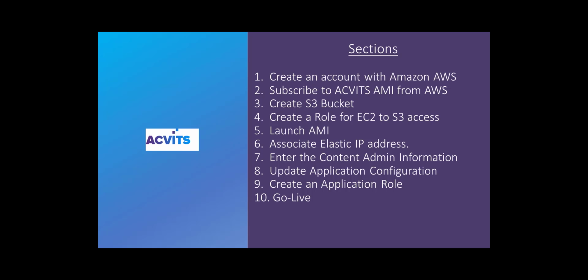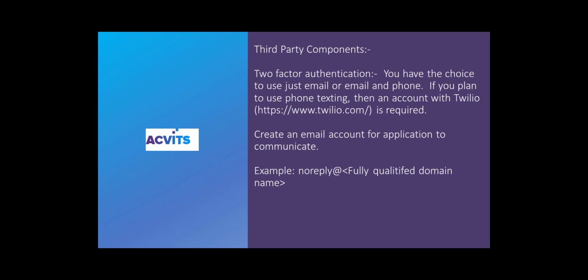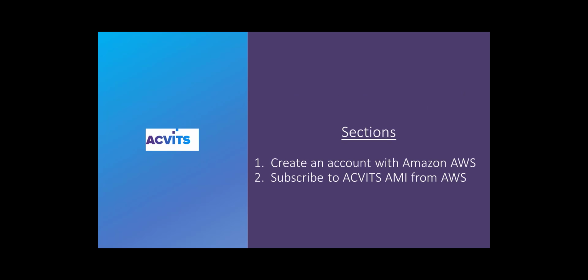So let's get started. This video covers 10 easy steps to install and configure the product. The two-factor authentication is designed with email and phone. The system can work just with email. If you plan on using phone texting, you will need to have a valid Twilio account. You will need to have an email account and SMTP gateway information when configuring this application.